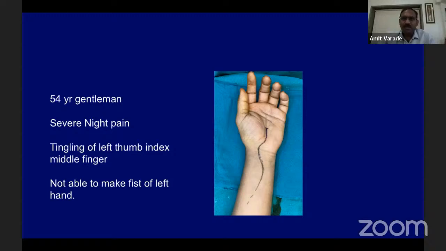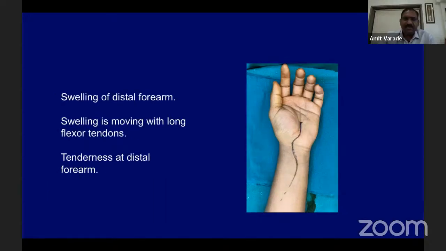But whenever we see these patients, we should examine him properly. On examination, we found swelling of the distal forearm, and that swelling was moving with the long flexor tendons, and there was quite significant tenderness also at the distal forearm. So when we see such patients, what should be our approach? What investigations should we advise to the patient? So, Bhat sir, what will you advise?